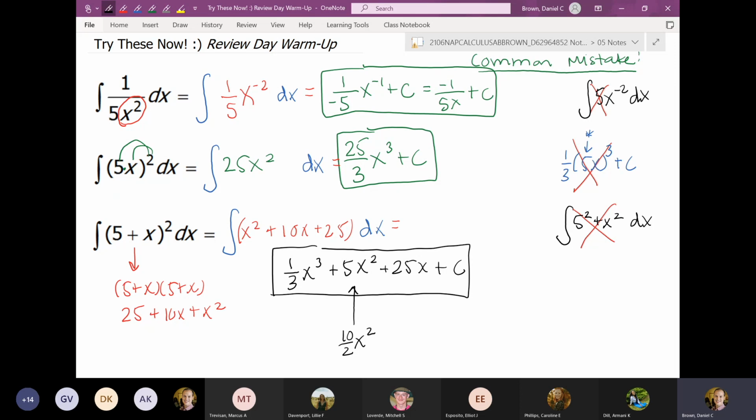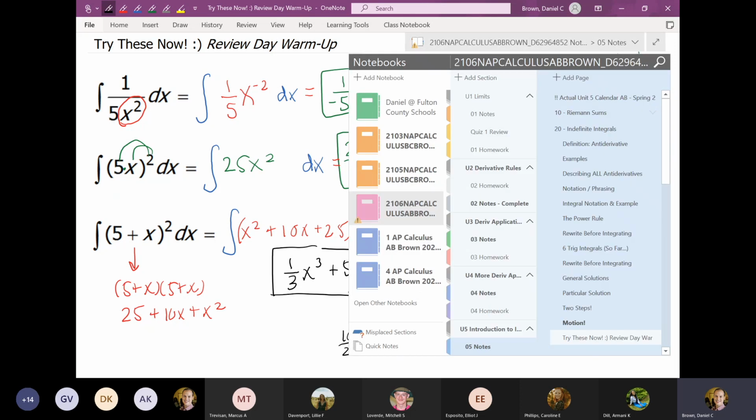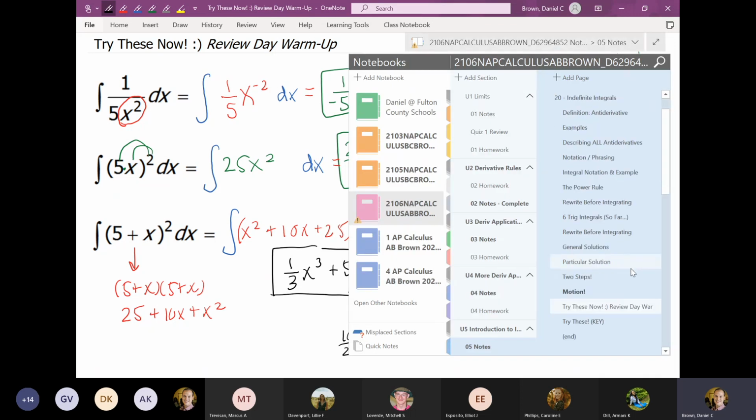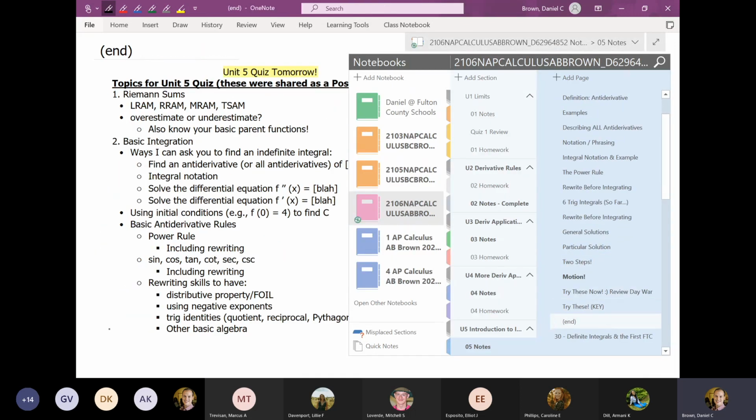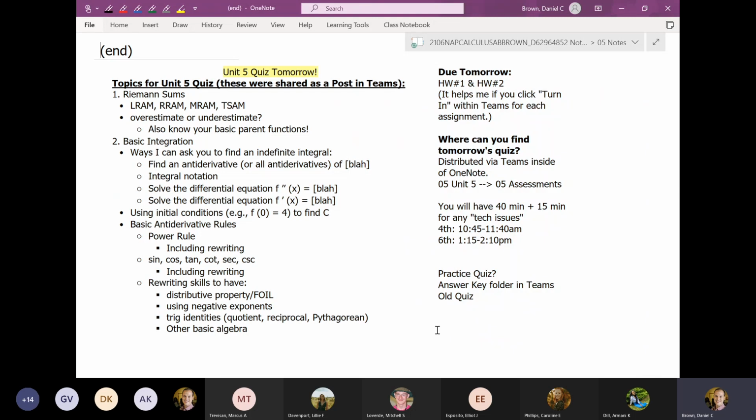All right, so this slide I did share with you before class on Monday. It is in the news feed, kind of like the posts in Teams. But this is everything to help you get ready for your quiz. So what's due tomorrow is homework number 1 and homework number 2. I will say it will help me out if you click on the turn in option in Teams. Just helps me with checking it.